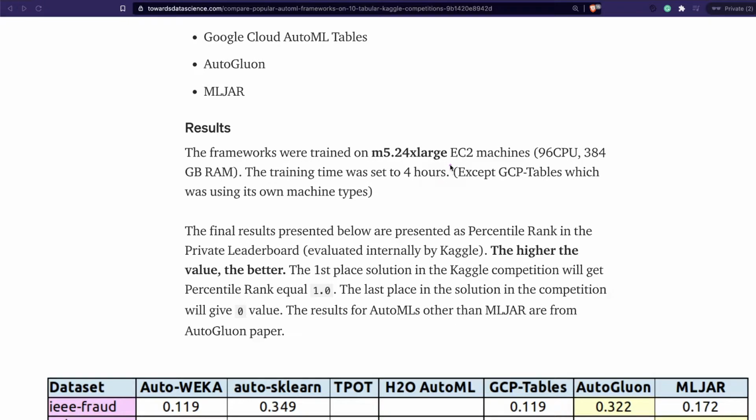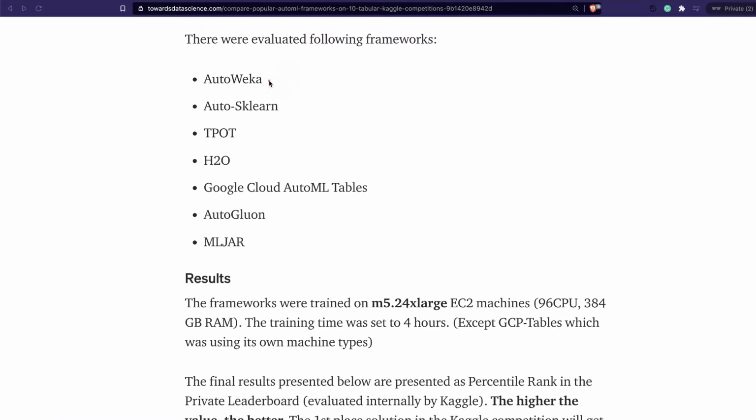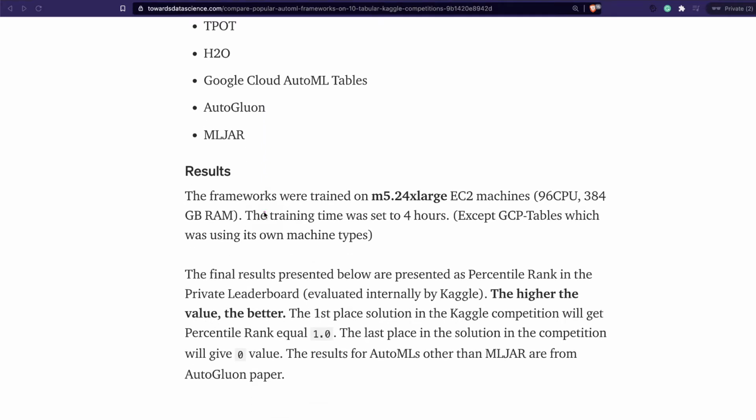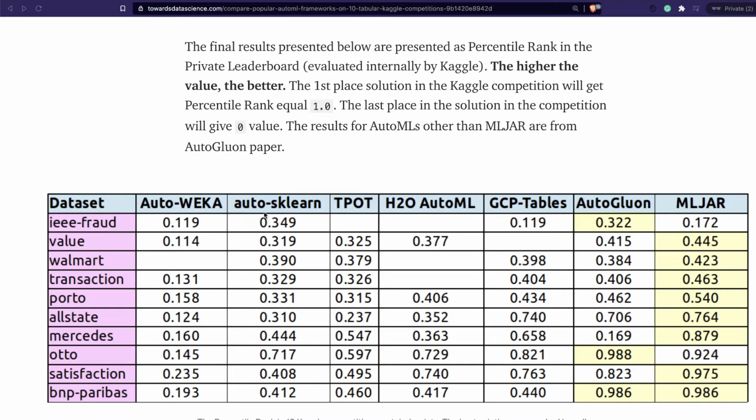This detail is applicable except for GCP tables, because they use their own machine type, and you don't have control over the machine, because everything else is an open source package. It's a Python package, you can just install it and use it, except Google Cloud AutoML Tables, which is part of your GCP package, and you need GCP credits to use it. So given this situation, this is how the final result is going to look.